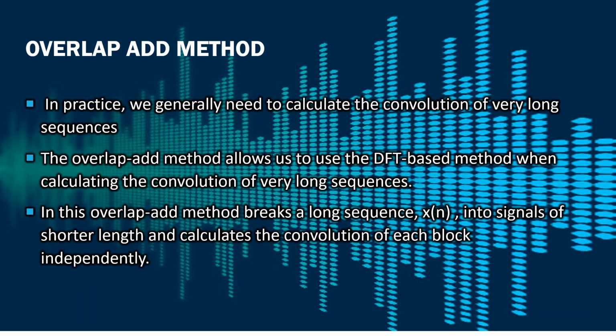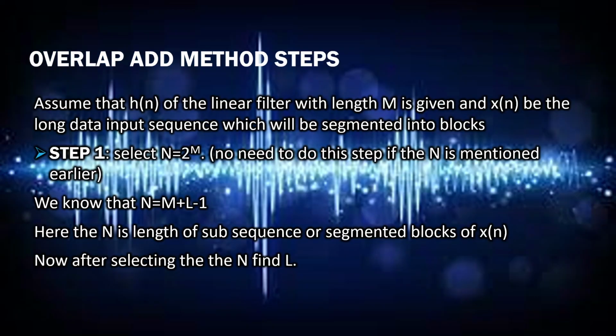Why should the long sequences be segmented into blocks of limited size? Because of the limited memory of a digital computer, long data sequences must be segmented into limited size blocks for processing. And there are some steps to follow to do this method. Assume that h of n of the linear filter with length M is given, and x of n is the long input data sequence, which will be segmented into blocks.